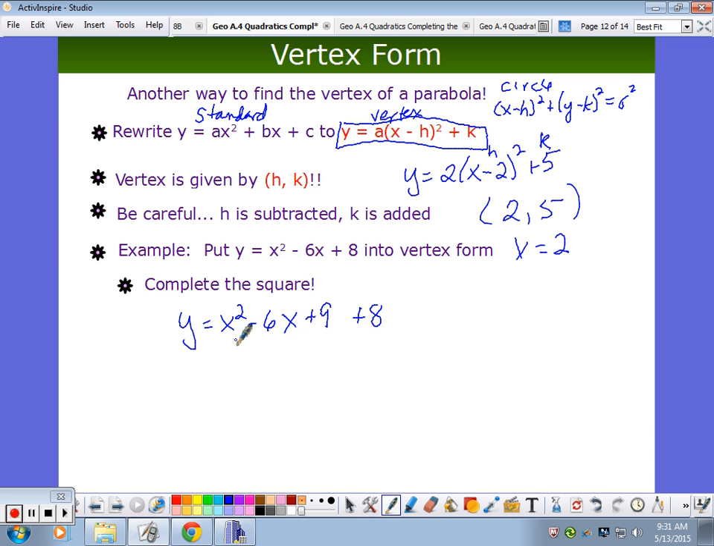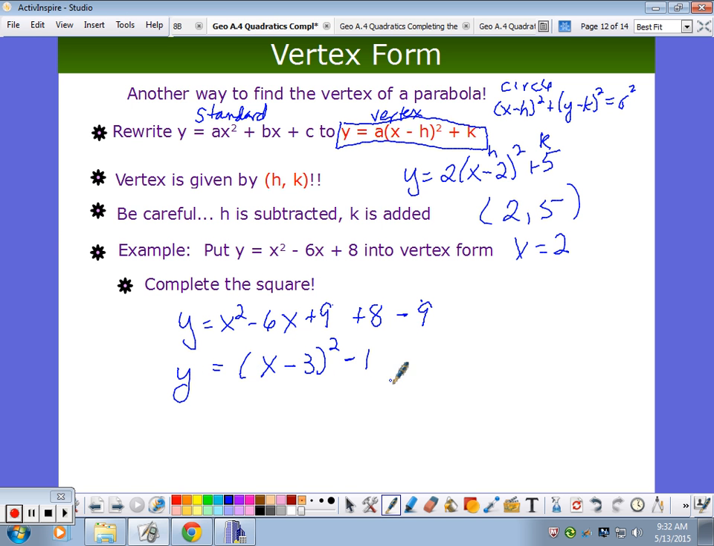What can I do to keep this thing equivalent? I could add 9 to the other side. Well, can't I just subtract 9 right here? What did I do? I added 9 and I subtracted 9. That's the net of adding 0. Did I really change the value of this? No. Now I can write this as my perfect square. And what is 8 minus 9?